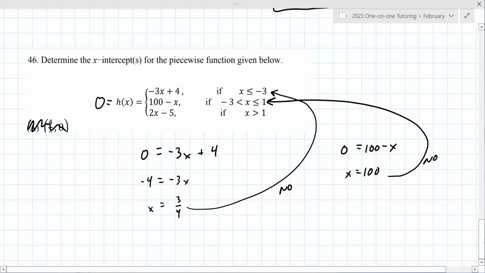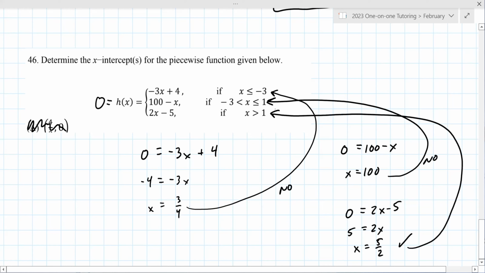So strike 2. But then the last one, 0 equals 2x minus 5. You add 5 to both sides, divide by 2, you get x is 5/2. And that one does work, because it actually fits in x being greater than 1. So check. The answer would be C. Yes, because you're setting y to 0, finding the x value, x comma y, like that.